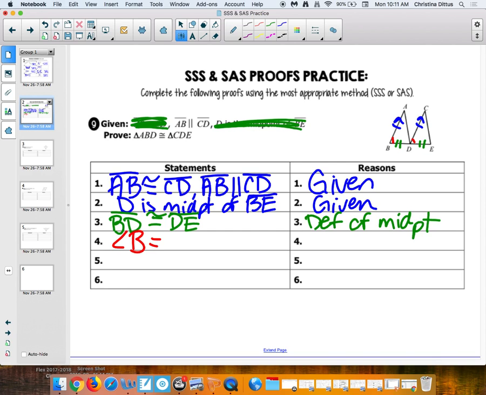So let's go angle B. I can say angle B because there's only one angle B. Unfortunately, D has two angles, so let's call it CDE. Those two have to be the same because they're corresponding angles.